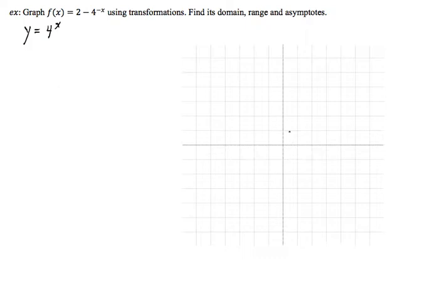Okay, so 4 to the x, I'm going to plot 2 points, (0, 1), and then when x is 1, the y value would be 4. And we know it's got this horizontal asymptote there, and then it just comes up very steeply, very quickly. It doesn't quite go vertical, although it may look like it.